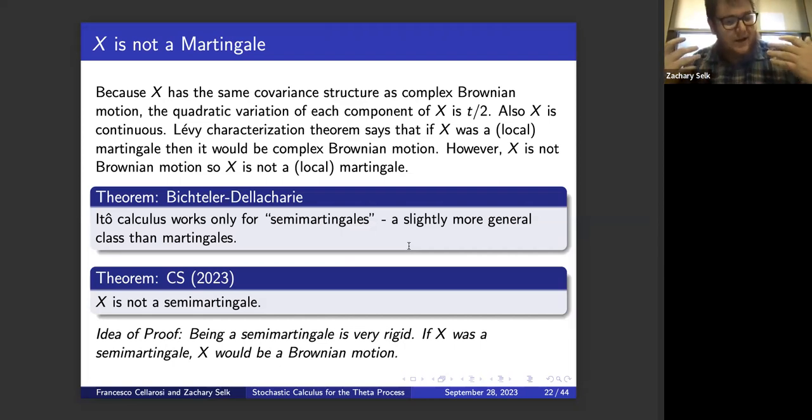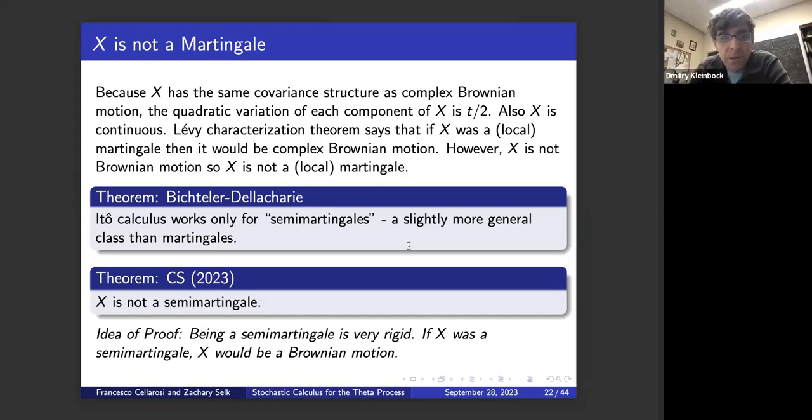But basically, being a semimartingale is very rigid. And again, the quadratic variation being t tells you a lot about the process. If X was a semimartingale, we show that it would be a Brownian motion. So even without the Lévy characterization, it's a bit more of a generalization. So Itô calculus doesn't work for this theta process because X is not a semimartingale.